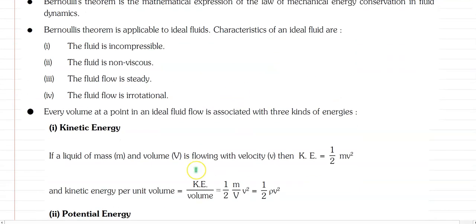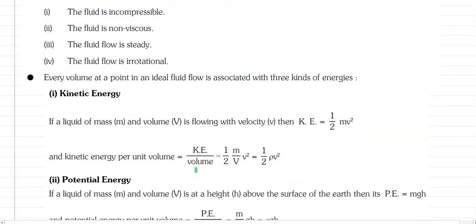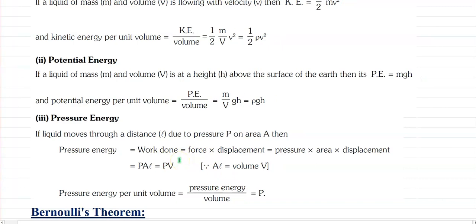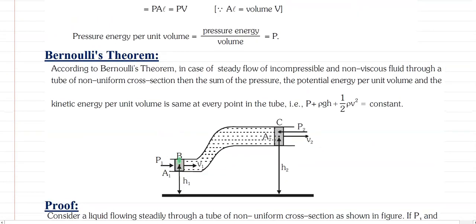So the fluid has some kinetic energy. As the fluid is moving, it has some potential energy. If I take the potential energy at the ground as 0, then if the fluid moves upward, its potential energy gradually increases. And there is another energy, pressure energy. We know pressure energy is pressure into volume. That means the work done due to this pressure is called pressure energy, and this is PV, P into V.